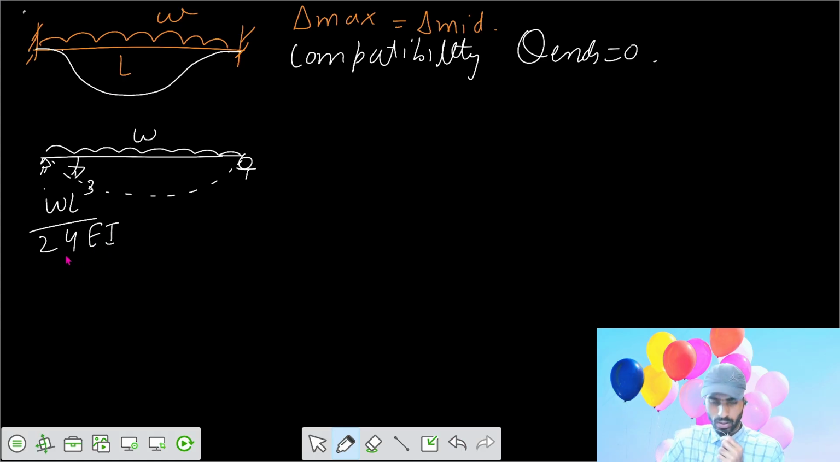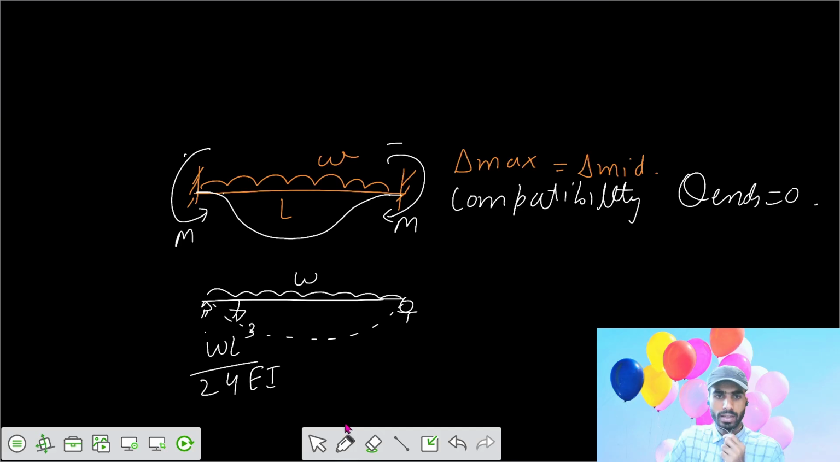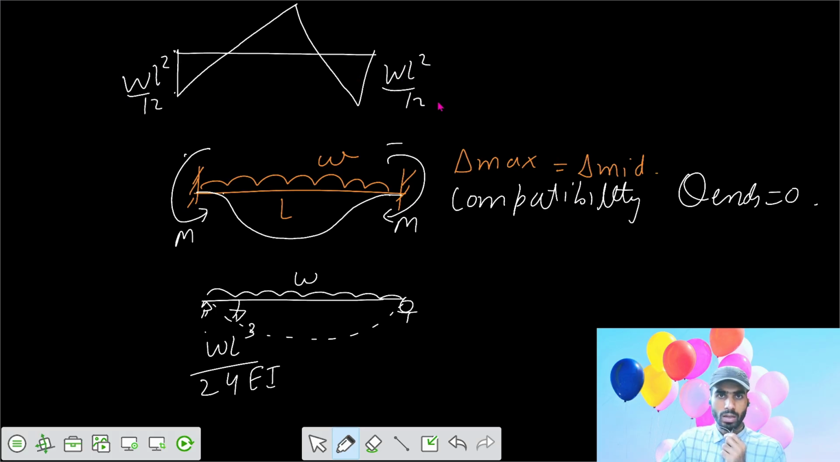Is it so? Yeah. So there should be some moment developed at the end spans that we call fixed end moments. There should be some value of fixed end moment such that it resists this change, so that theta net becomes 0. Then we calculate that, and the final moment diagram looks like this one: WL square by 12 and WL square by 12 for the beam subjected to a uniformly distributed load. This one is your variation.